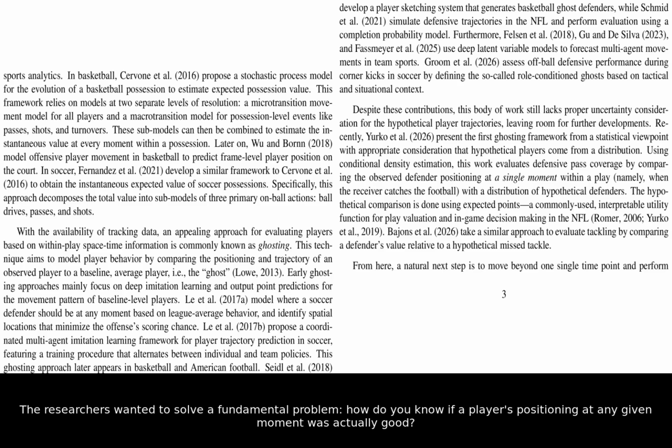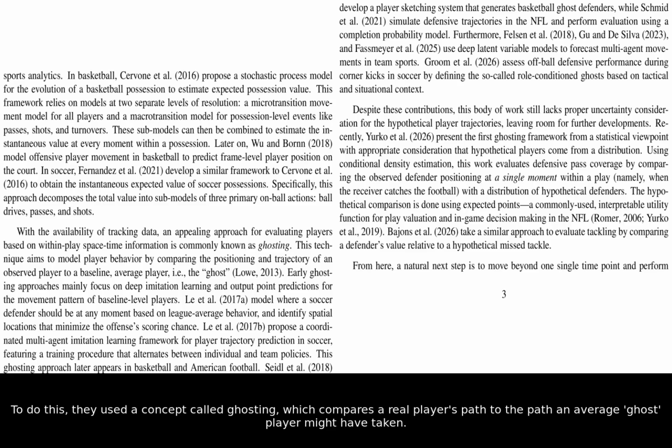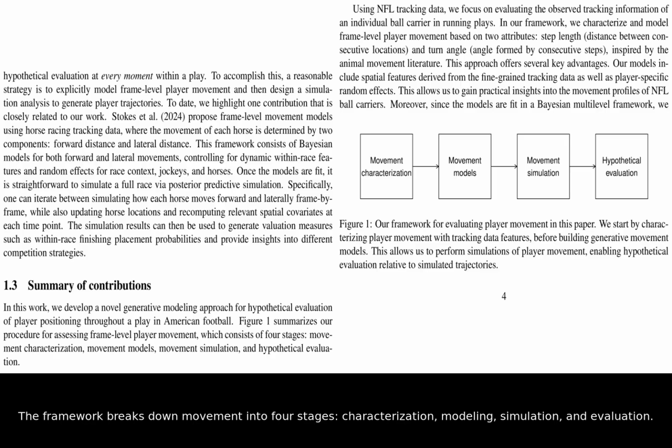The researchers wanted to solve a fundamental problem. How do you know if a player's positioning at any given moment was actually good? To do this, they used a concept called ghosting, which compares a real player's path to the path an average ghost player might have taken. The framework breaks down movement into 4 stages: characterization, modeling, simulation, and evaluation.